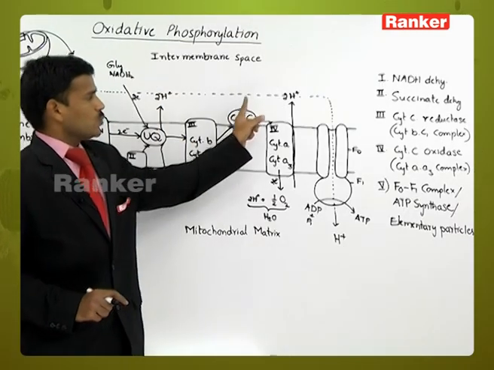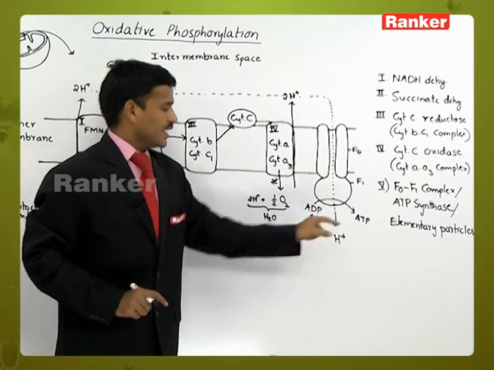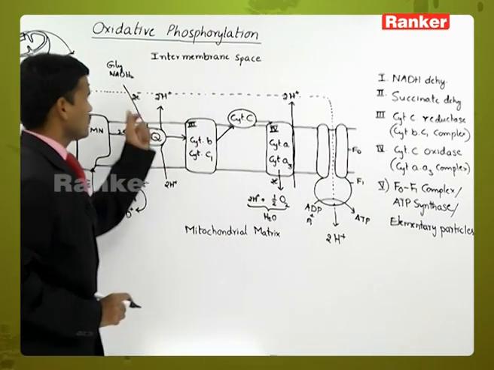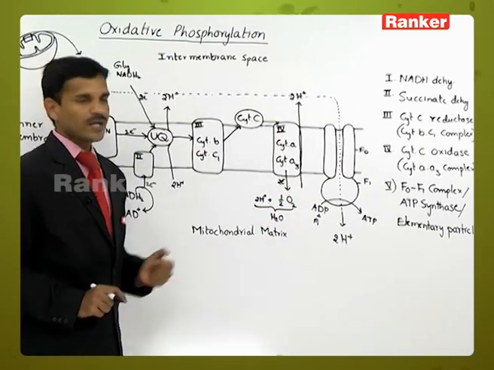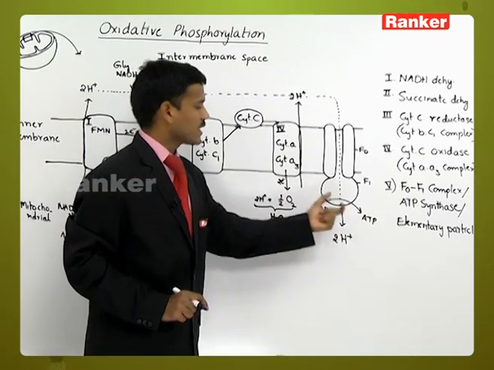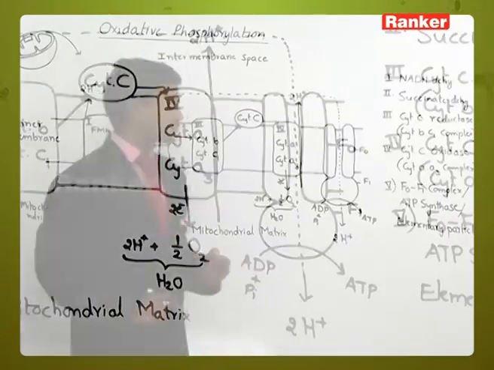So two protons translocated, one ATP. If two protons are moving, one ATP is synthesized. If four protons are moving, two ATPs. For six protons moving, a total of three ATPs are synthesized.